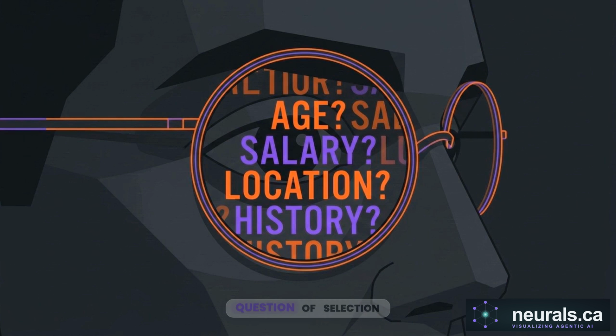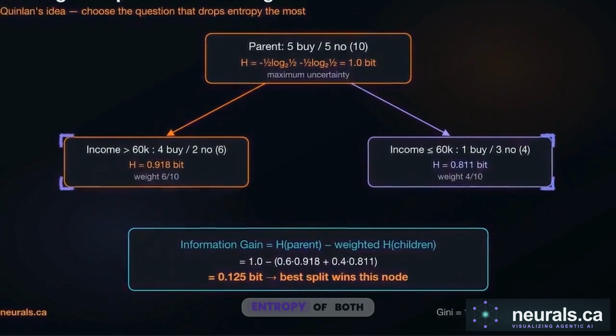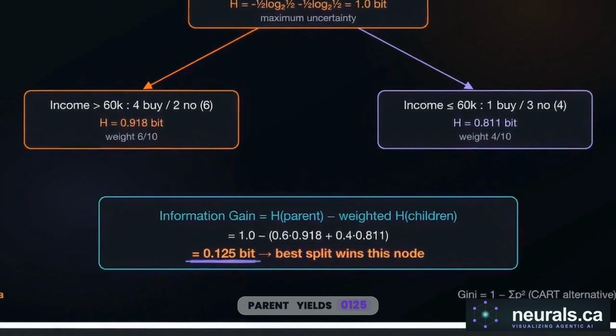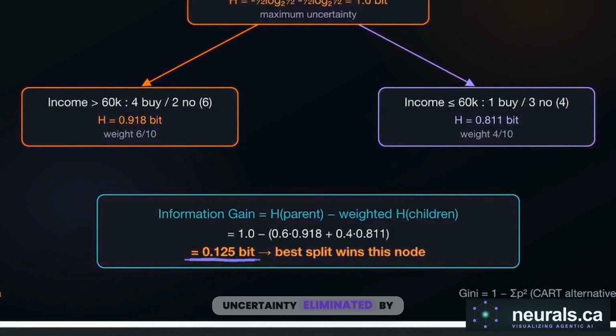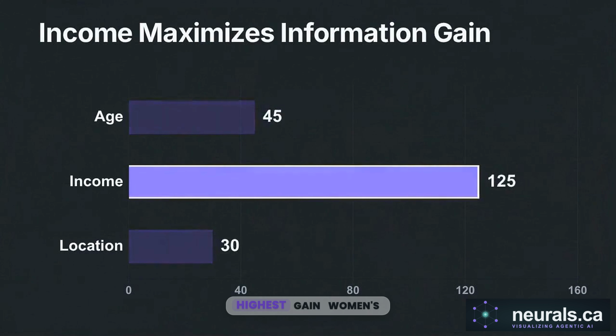This raises the question of selection. How does the algorithm identify the optimal first question? Starting at the parent box, a 50-50 split represents maximum uncertainty of 1.0 bit. The algorithm calculates the entropy of both child nodes, weighting each by its data fraction. Subtracting this from the parent yields 0.125 bits, the exact uncertainty eliminated by this split. The algorithm evaluates every possible feature threshold and selects the one with the highest gain.